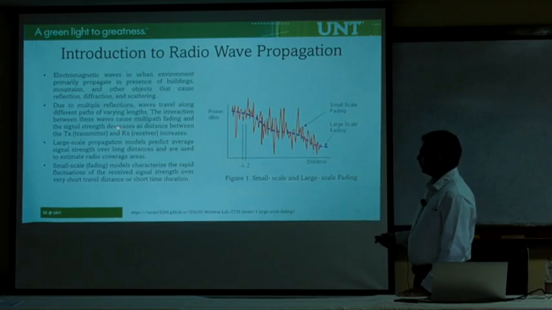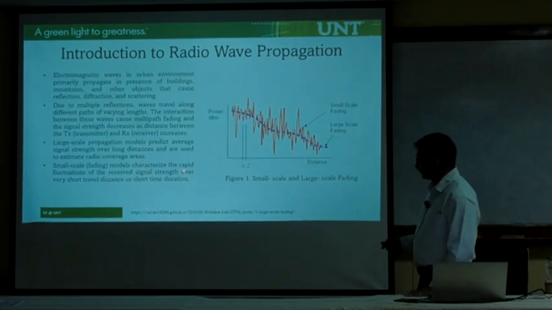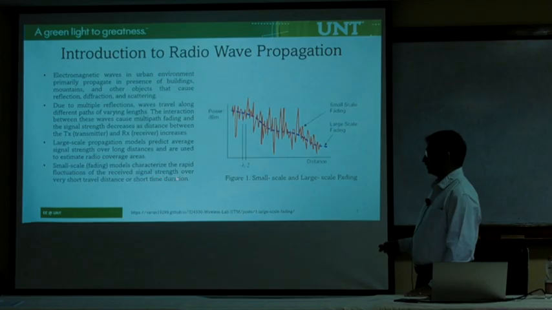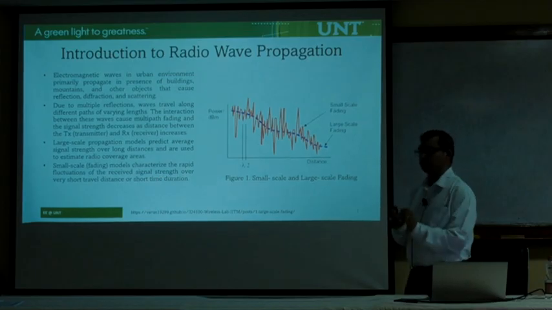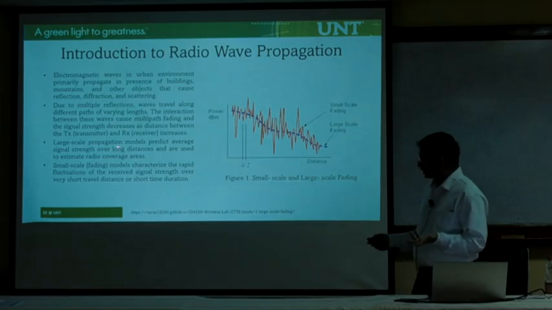So in general, you can categorize into two types of fading. Large scale fading, large scale propagation models, predict average signal strength over long distances, and small scale fading typically means rapid fluctuations of the received signal strength over short travel distance or short time duration. So there are two major aspects: one is for long distance, the large scale propagation model.